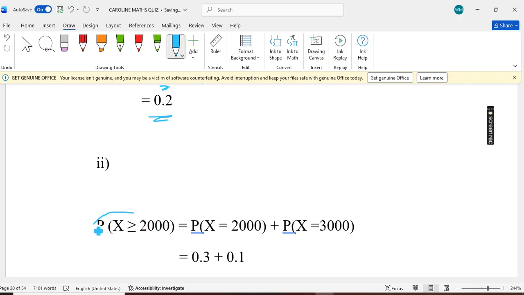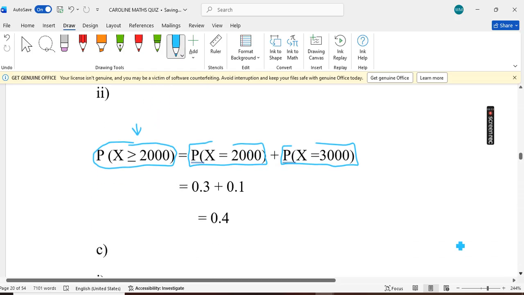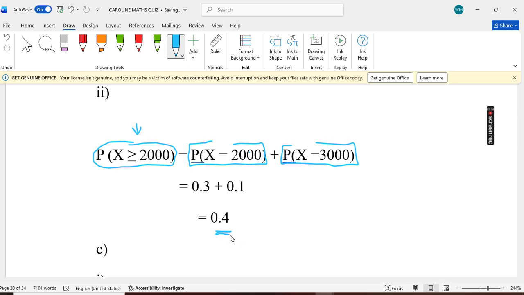What this is saying here: the probability of making a profit of at least 2,000 equals the probability of making the actual 2,000 plus the probability of making 3,000. So the probability of making 2,000 is 0.3. The probability of making 3,000 is 0.1. So 0.3 plus 0.1 is 0.4. Okay, so the probability of making a profit of at least 2,000 is 40%.